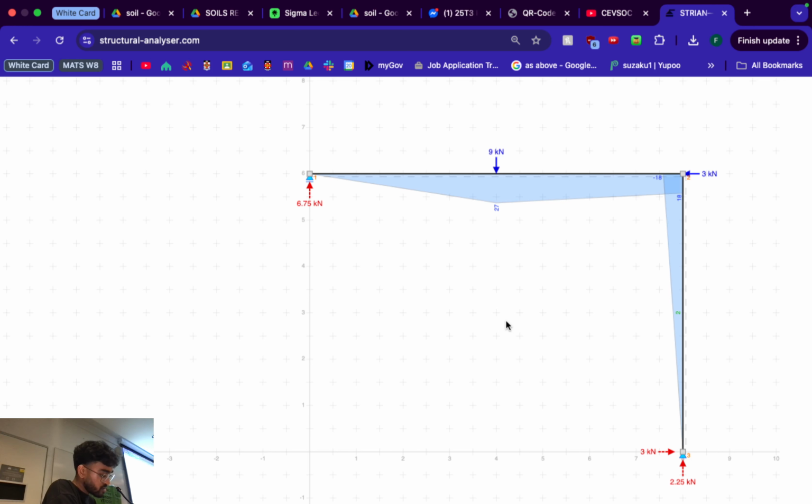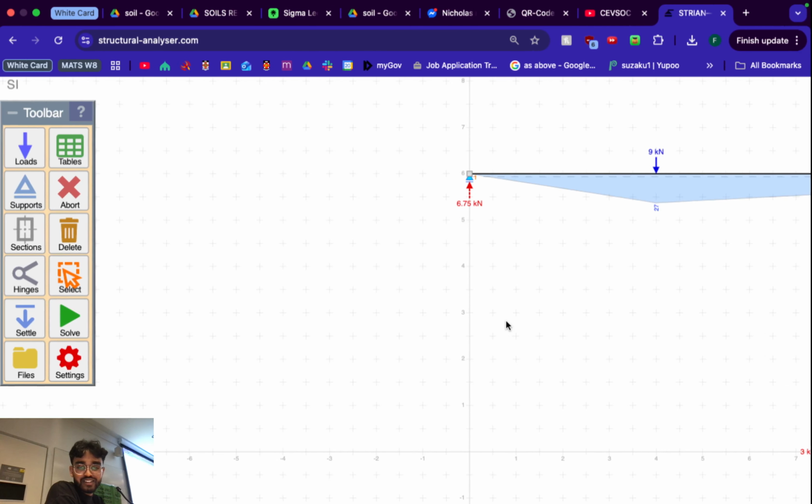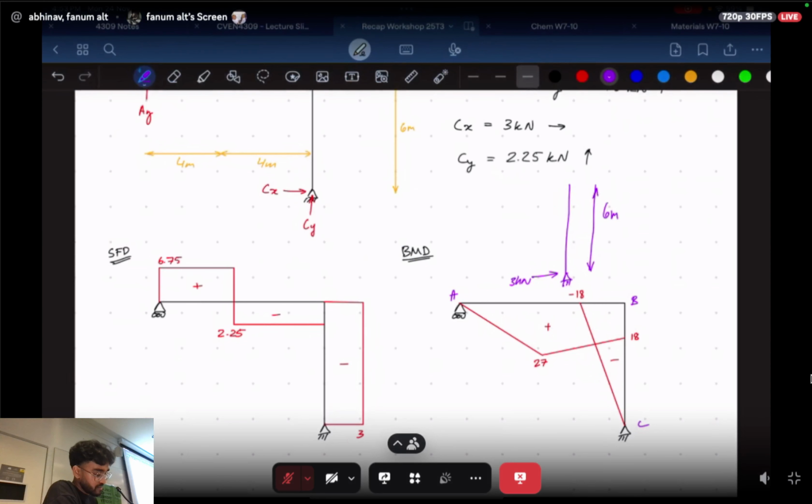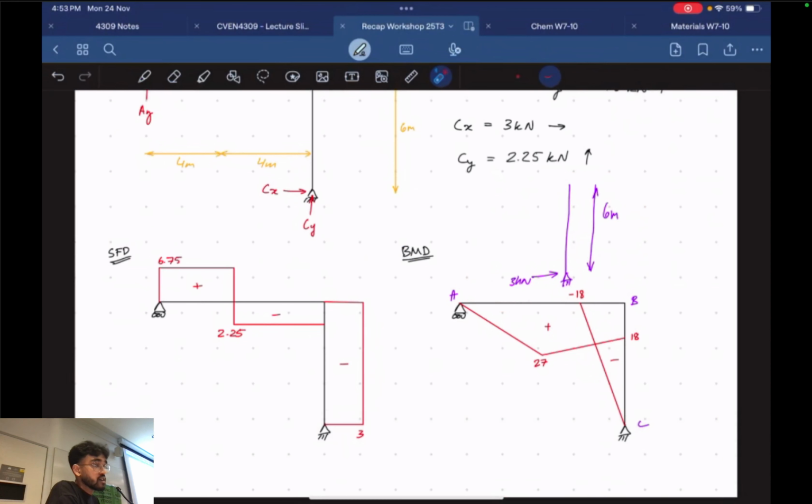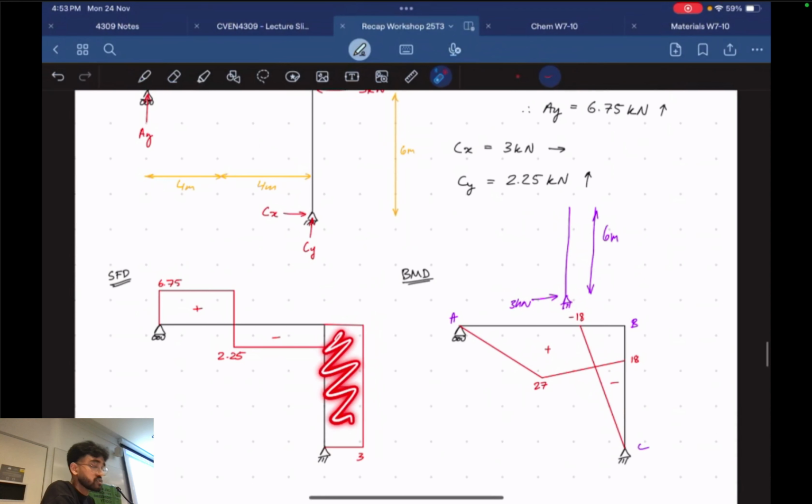But honestly, when I was doing the question, if you actually try to figure out the moment, the bending moment diagram for this one, I know that I've got a force here of 3 kilonewtons, and this is 6 meters. Sorry, this one. Yeah. The shear force diagram is obviously negative. Alright, so the bending moment is gonna be a negative value as well.